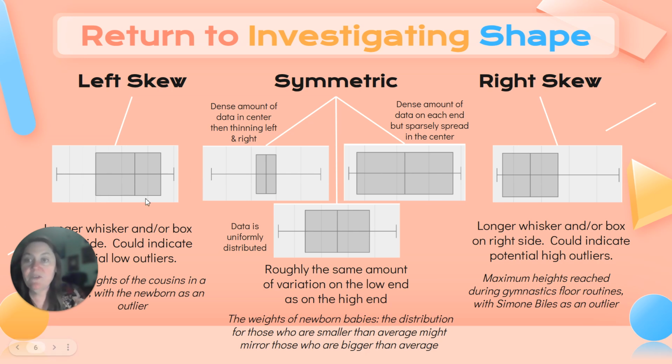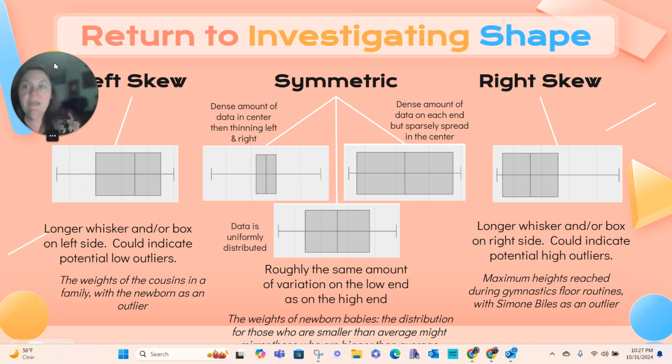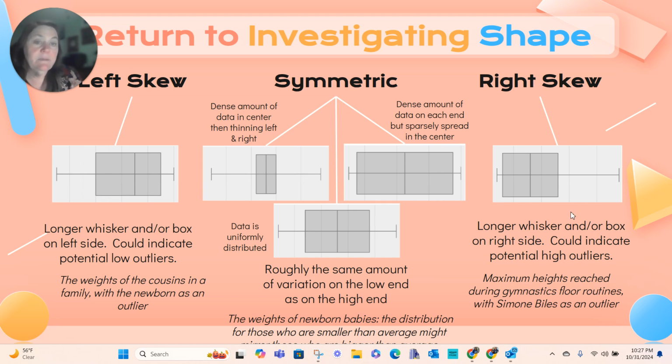In general, we've talked about shape when we were in histograms with that left skew, the symmetric, and the right skew. So we're going to return to that now with box plots. And just take a look. If it's left skewed, they will have either a longer whisker and/or box on that left side. Right skew will be the same thing, but with the longer whisker or box on the right side. Whereas symmetric, you have that median in the middle, and it'll be basically the same distance to the left and to the right. When you fold it, there'll be the same amount of variation on the low end as on the high end.